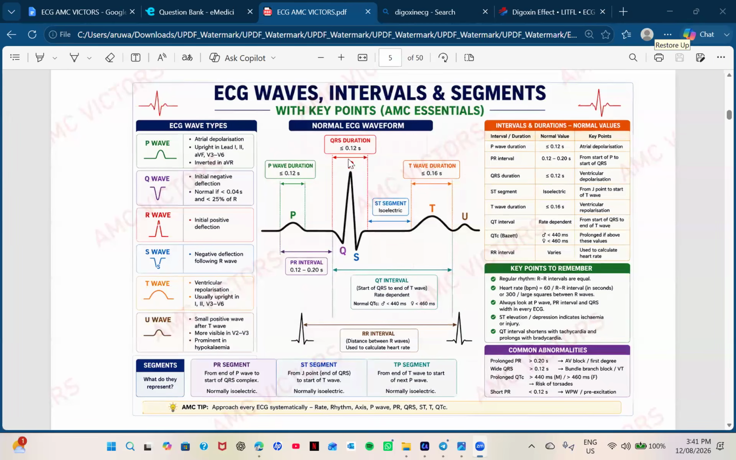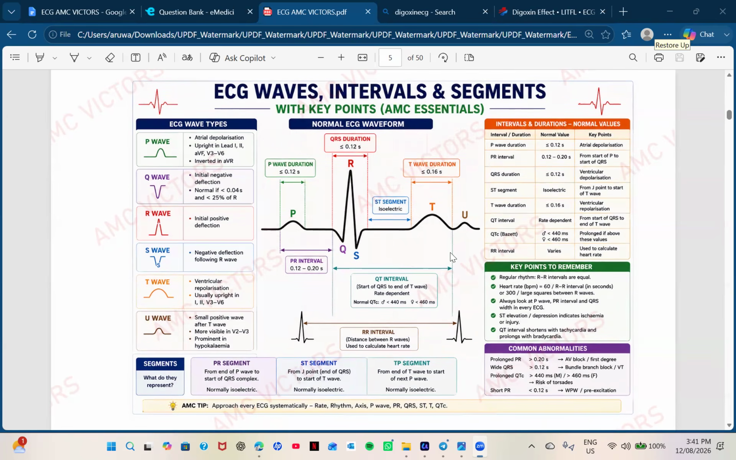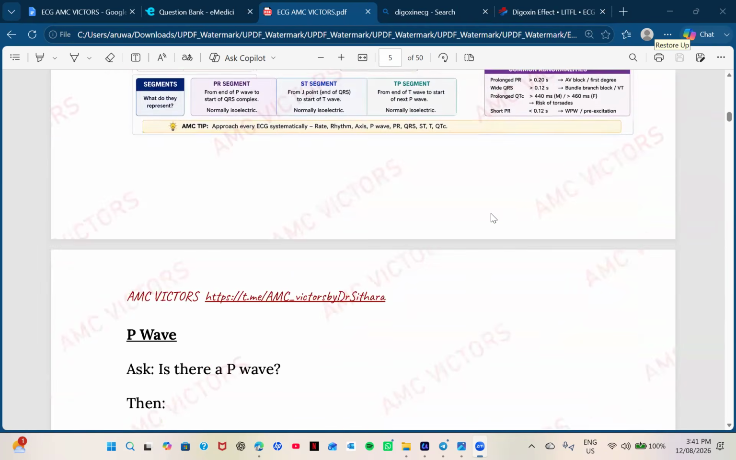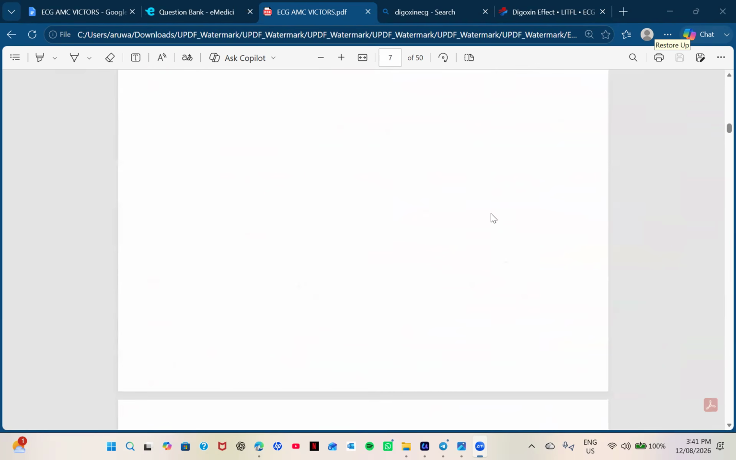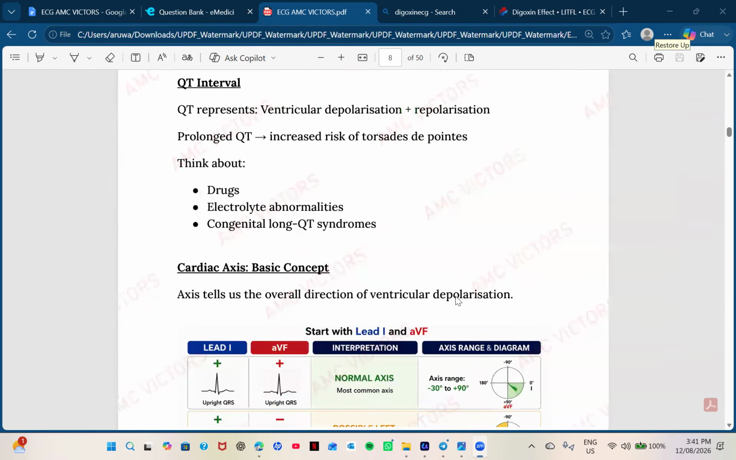And here are the ECG normal durations. So P wave duration is usually less than 0.12 seconds, right? 0.12 seconds. So I hope everyone knows this clearly. If not, please take a screenshot and remember these values. Those are very important. I'm not going to explain the waves one by one here.